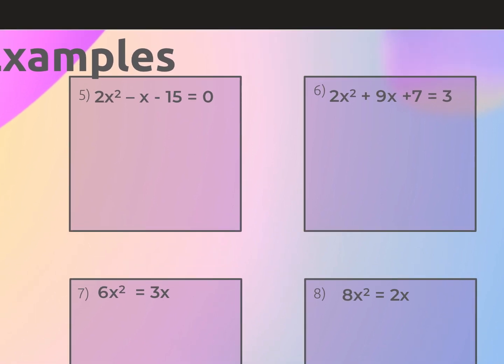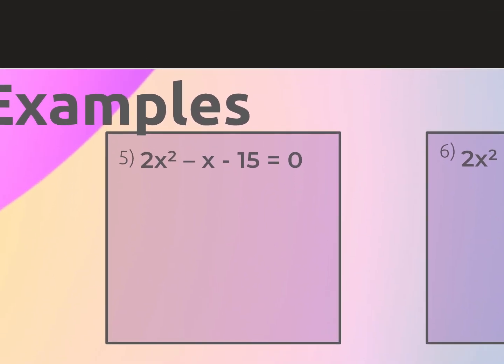Don't just skip, actually try to do it. All right, number 5. Same thing, right? We have a quadratic. I have an x squared and an x. Everything is on the left-hand side, so we're good to go. So let's factor this. Factors of 2 times negative 15 is what? Negative 30. So what are the factors of negative 30? They're going to multiply to give me negative 30, but add to give me a negative 1. X minus 6, x plus 5.